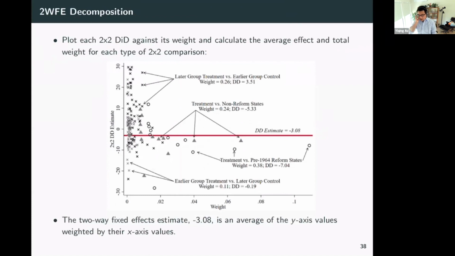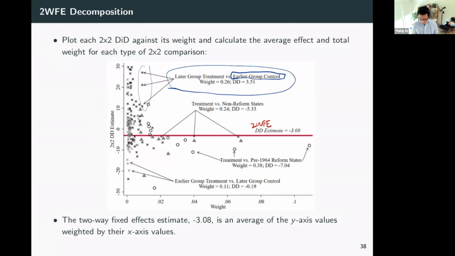what Goodman-Bacon does is to decompose this estimate. This is the two-way fixed effects DD estimate, decomposed into the individual unit level comparisons. Some of them are positive, some of them are negative. The positive ones are actually the fourth type of comparisons, right? The fourth type of comparison is the late group as treatment versus the early group as control. So those post-treatment data for the early adopters serve as control for late adopters. And those estimated effects are positive because the effects gradually roll out for late adopters.